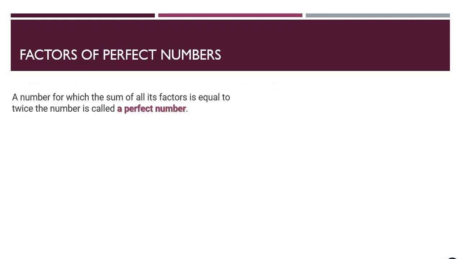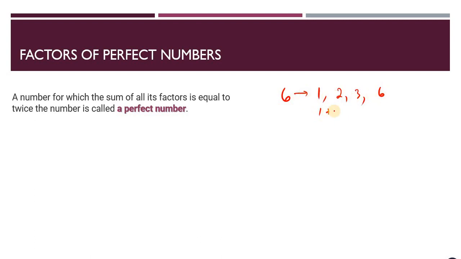Perfect numbers. A number for which the sum of all its factors is equal to twice the number is called a perfect number. Let's put that in perspective. If we have 6, what are the factors of 6? We know that 1 times 6 gives us 6. And we also know that 2 times 3 will give us 6. Hence, these are the factors of 6.